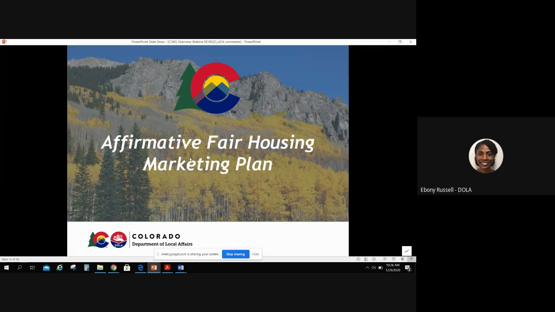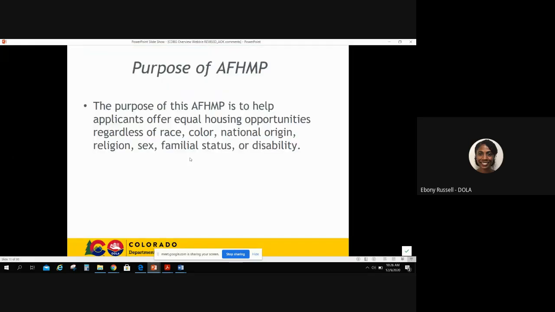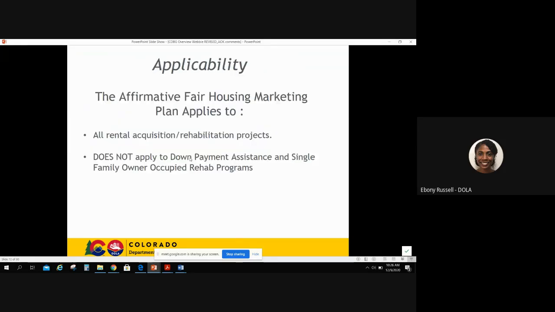There are additional attachments. I'm not done yet. So one is the Affirmative Fair Housing Marketing Plan. And the purpose of this plan is to help applicants offer equal housing opportunities regardless of race, color, national origin, religion, sex, and familial status or disability. This applies to rental acquisition and rehabilitation projects and does not apply to down payment assistance and single family owner occupied programs.